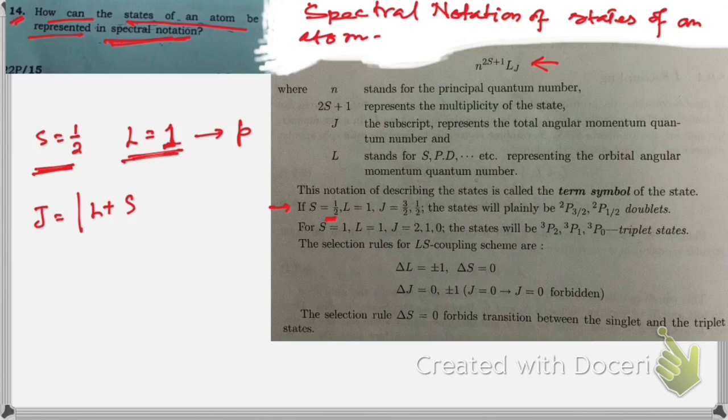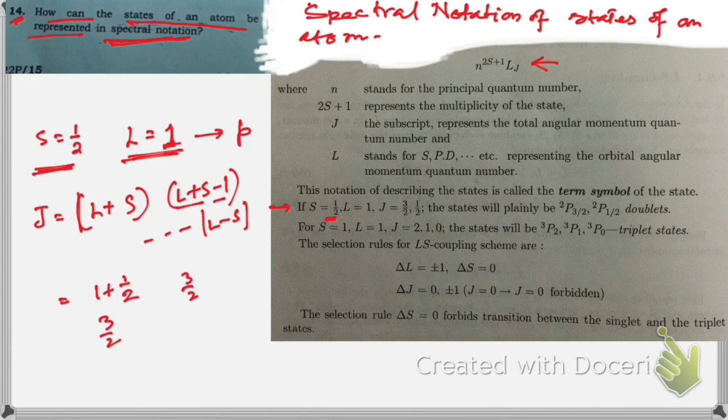The value of J is given by L plus S, then L plus S minus 1, and so on, down to L minus S, right? So here, if you take L plus S, that means 1 plus half, which is 3 by 2. And L plus S minus 1, that means 3 by 2 minus 1, which is half. And if you take L minus S, again L is 1 and S is half, so that's going to be half.